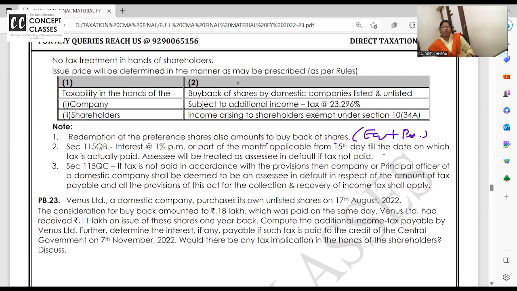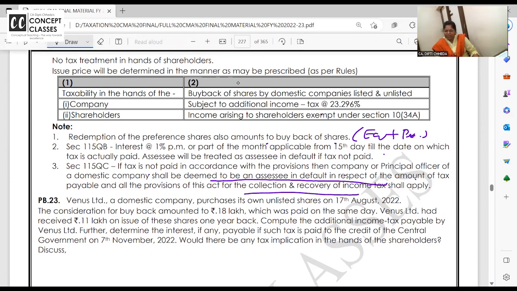SSC will be, you remember, 234 ABC interest is charged. That way this interest is charged. And if tax is not paid in accordance with the provision, then the company or principal officer shall be deemed to be assessee in default. And you know what consequences they will do for assessee in default? They will recover the tax in whatever way they wish, and all the provisions of the Act will apply for recovery of tax.